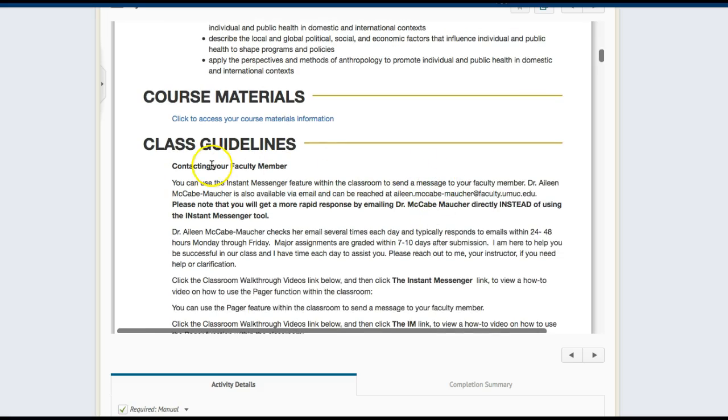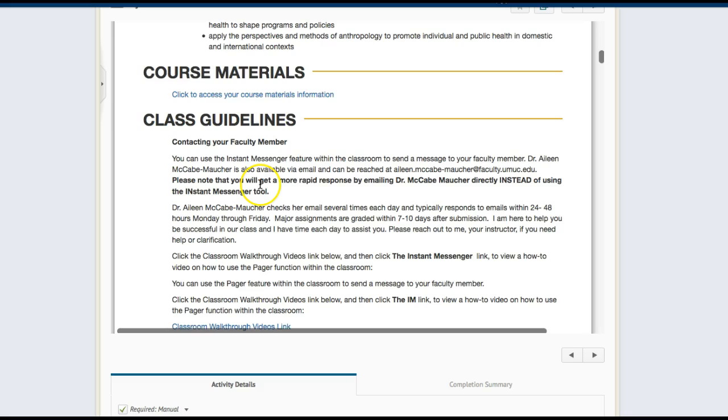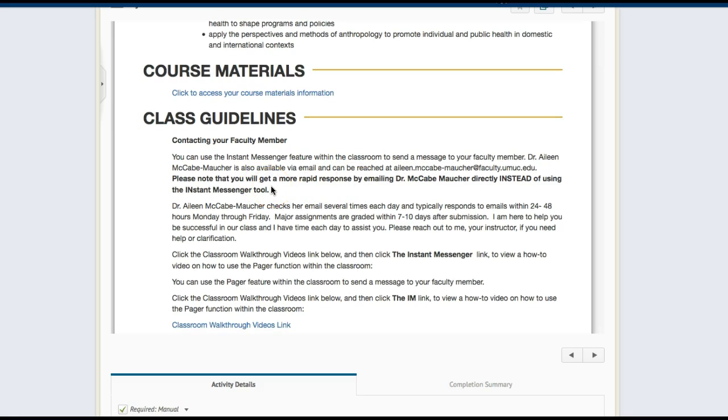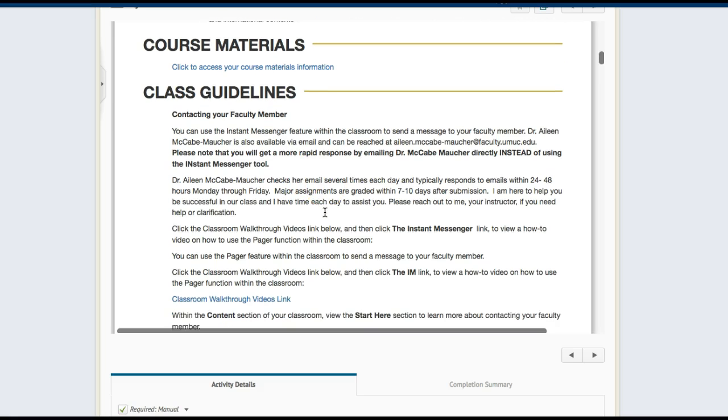The next thing that we're going to review here is our class guidelines. As it states here, you are definitely free to use the instant messenger feature within the Leo classroom to send me a message. However, please note that you will get a much more rapid response if you email me directly at the email address that I just gave to you instead of using the instant messenger tool in the classroom. I check my email several times every day, and I typically respond to emails within 24 to 48 hours, Monday through Friday. Major assignments are graded within 7 to 10 days after the due date.